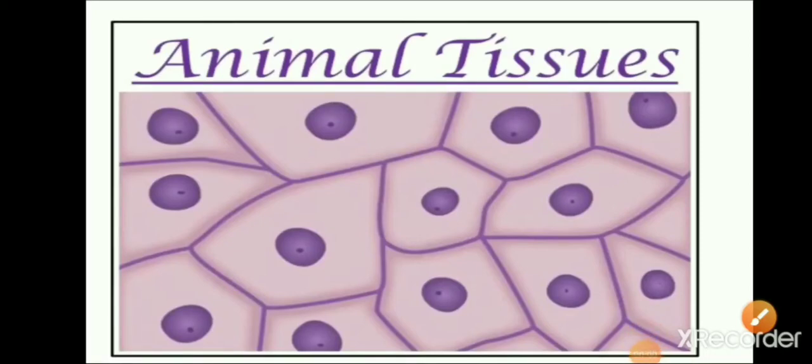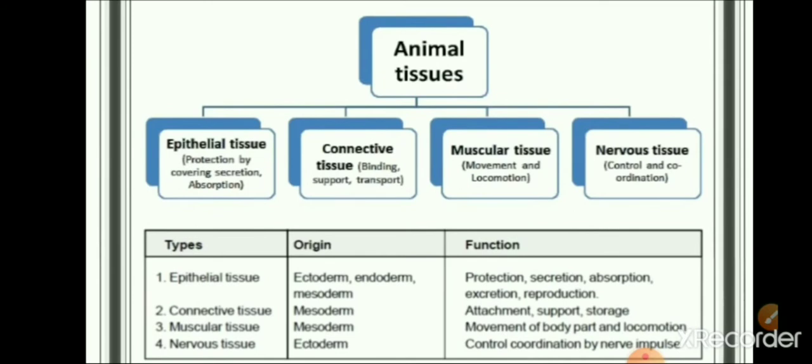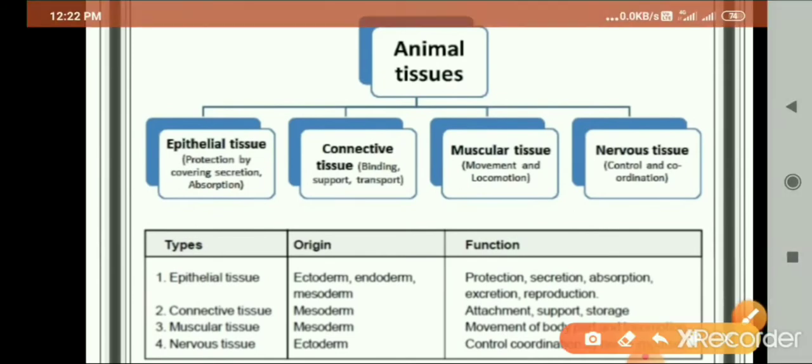Students, today we will study about animal tissues. This is a topic that comes under the chapter structural organization in animals. So let us start. We have four types of animal tissues: epithelial tissue, connective tissue, muscular tissue and nervous tissue.